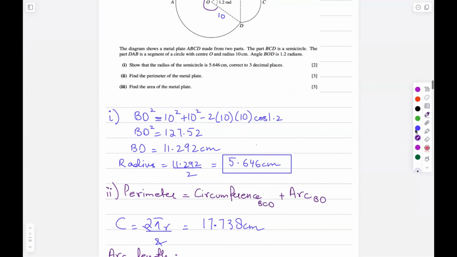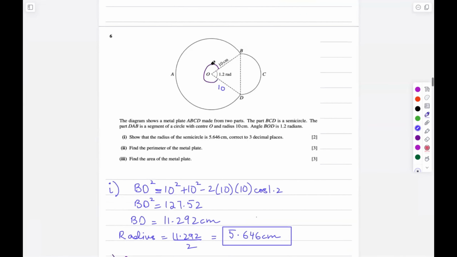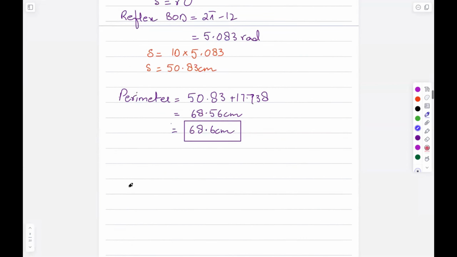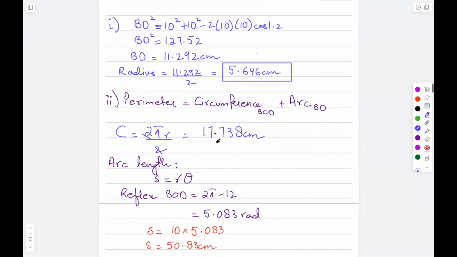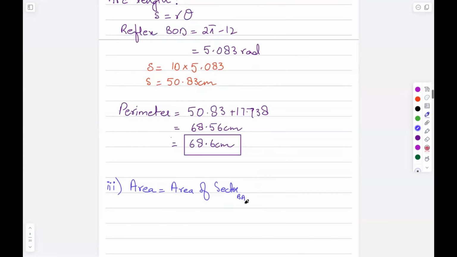In part 3, we have to find the area of the metal plate. Now, the area of the metal plate will consist of the area of the sector, the area of the triangle, and then the area of the semicircle. So, for the total area, we will find the area of sector BAD, plus the area of the triangle and then the area of the semicircle.